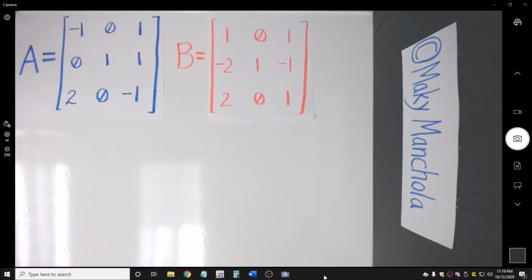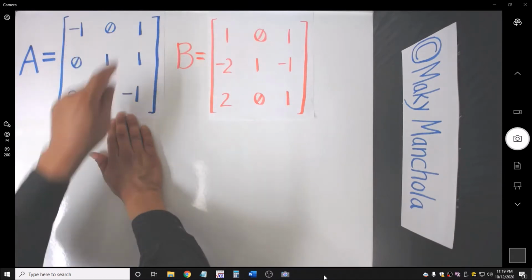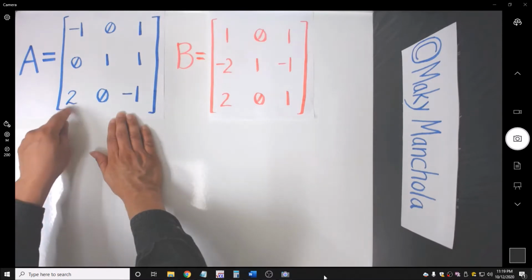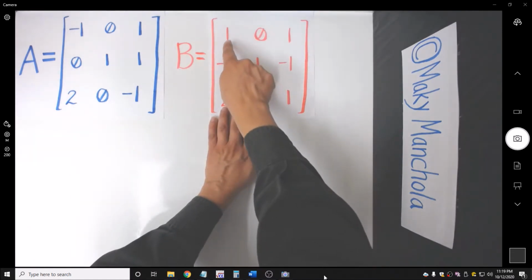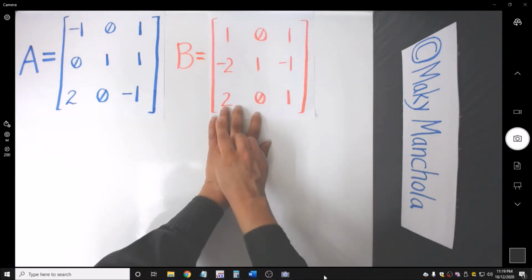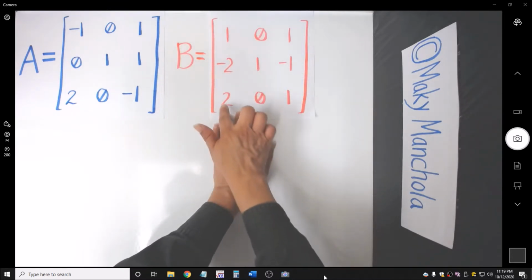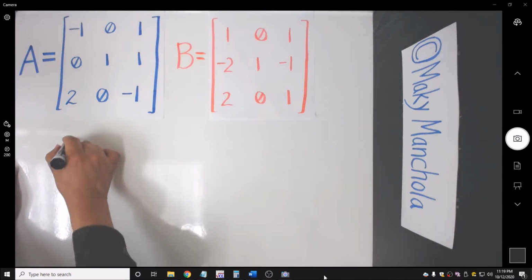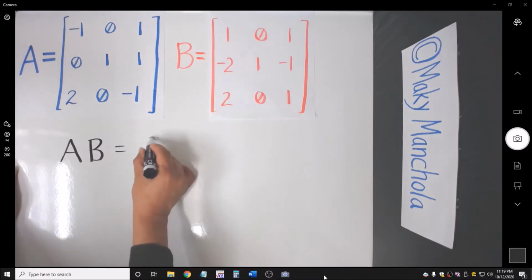Here we have two matrices. A, first row -1, 0, 1, second row 0, 1, 1, third row 2, 0, -1. And B, first row 1, 0, 1, second row -2, 1, -1, third row 2, 0, 1. Let's multiply them. Let's find the product A times B. Let's call the result matrix C.